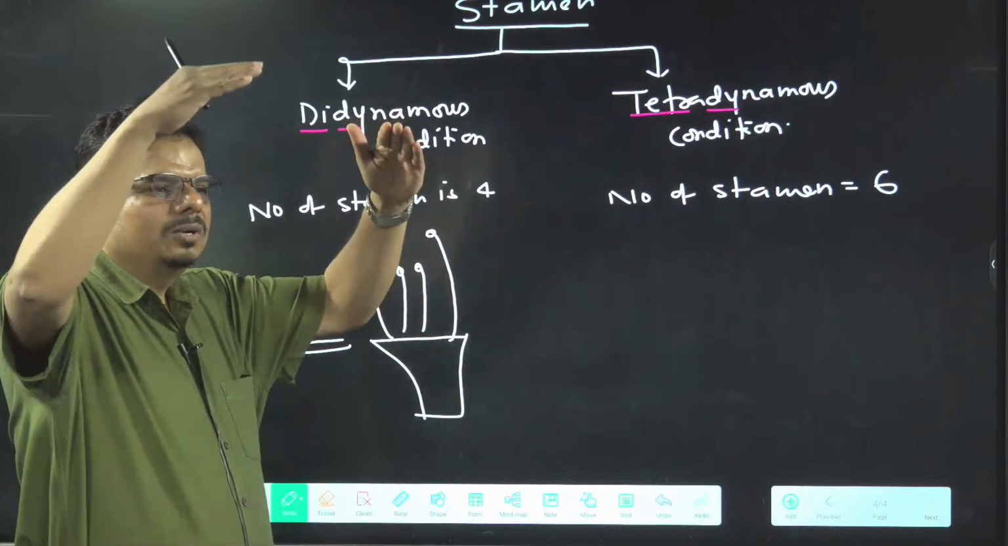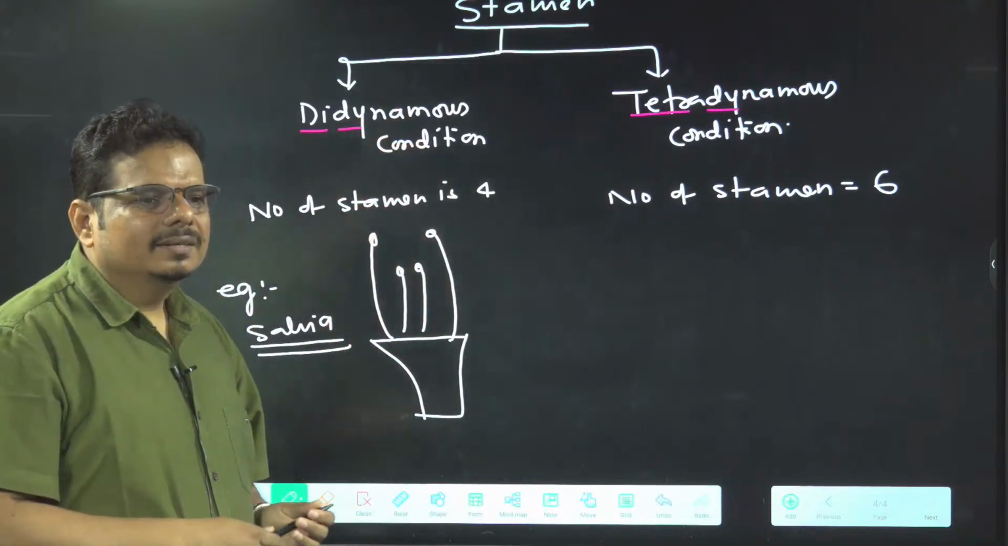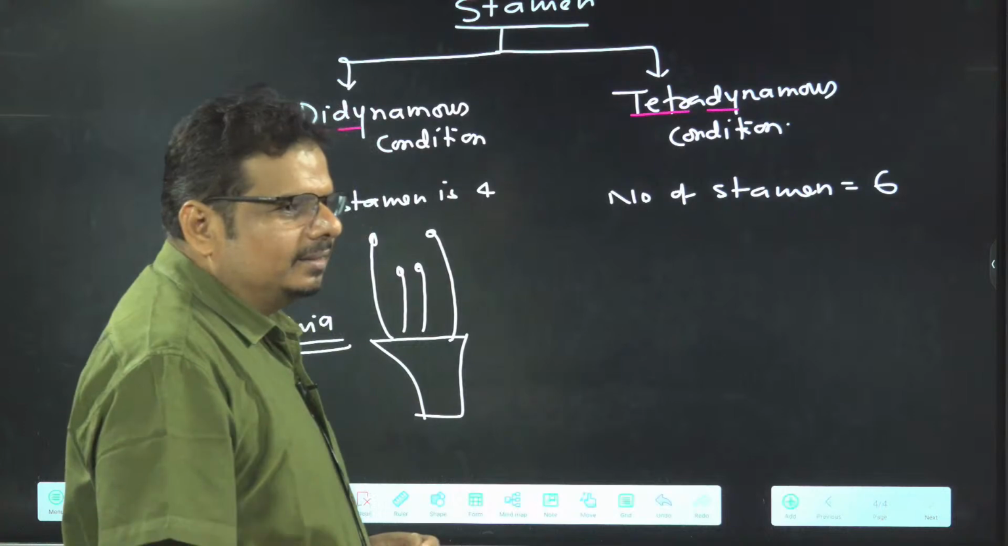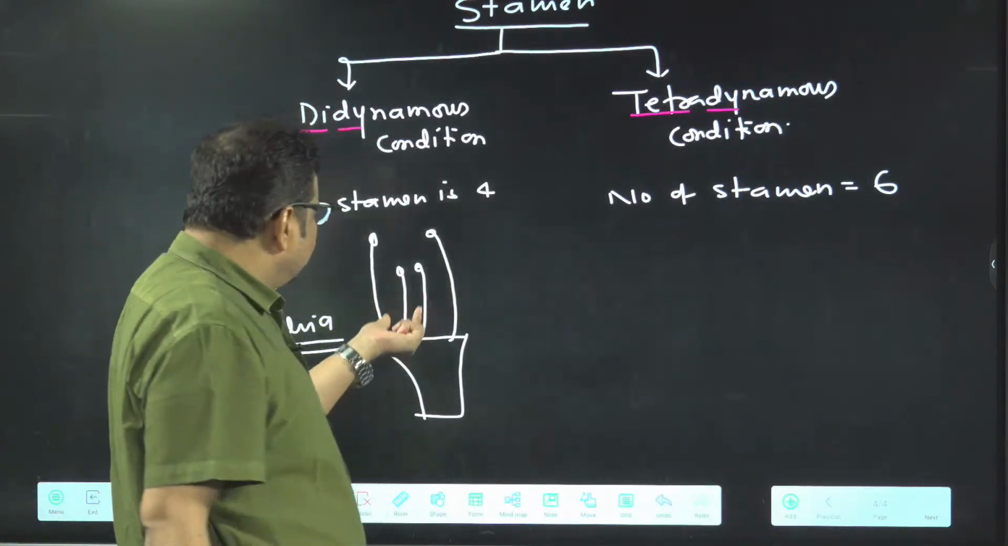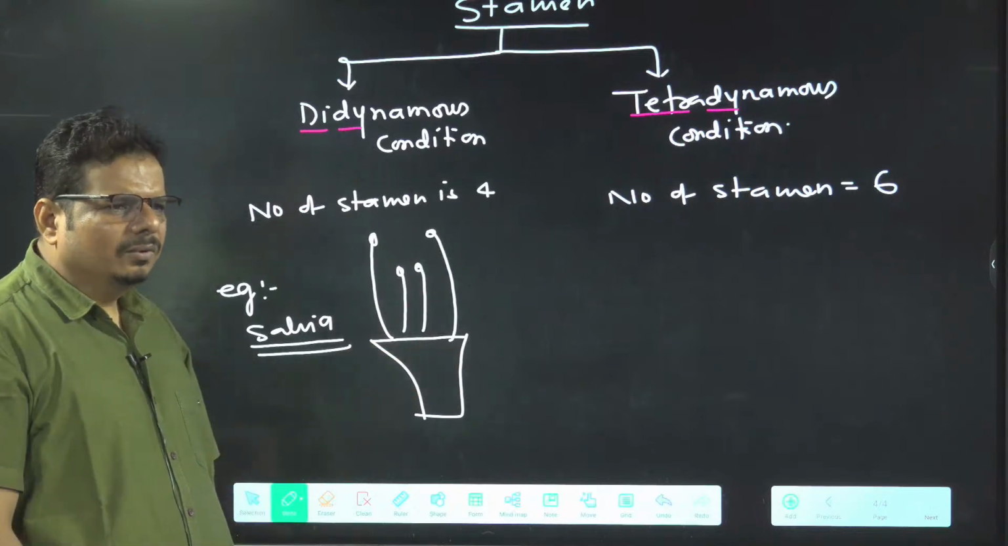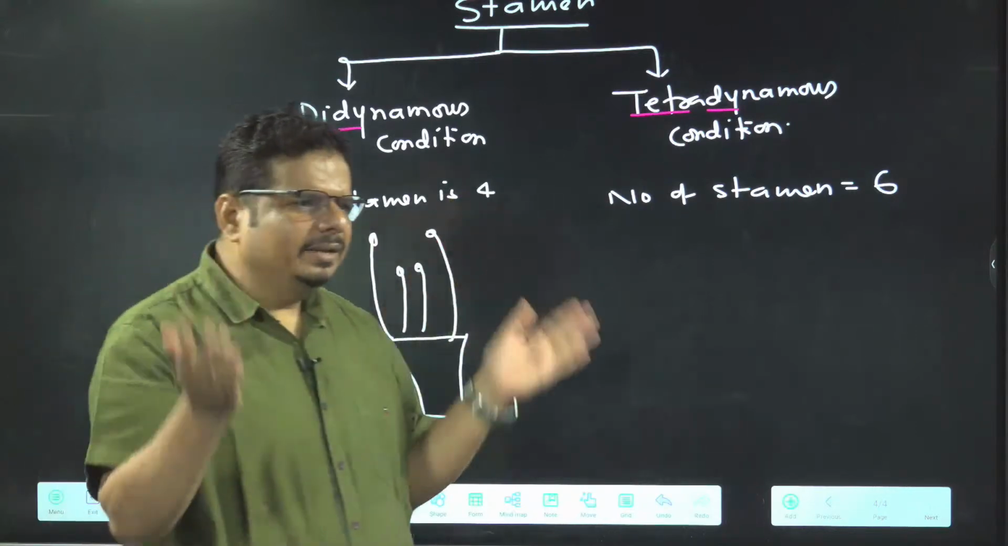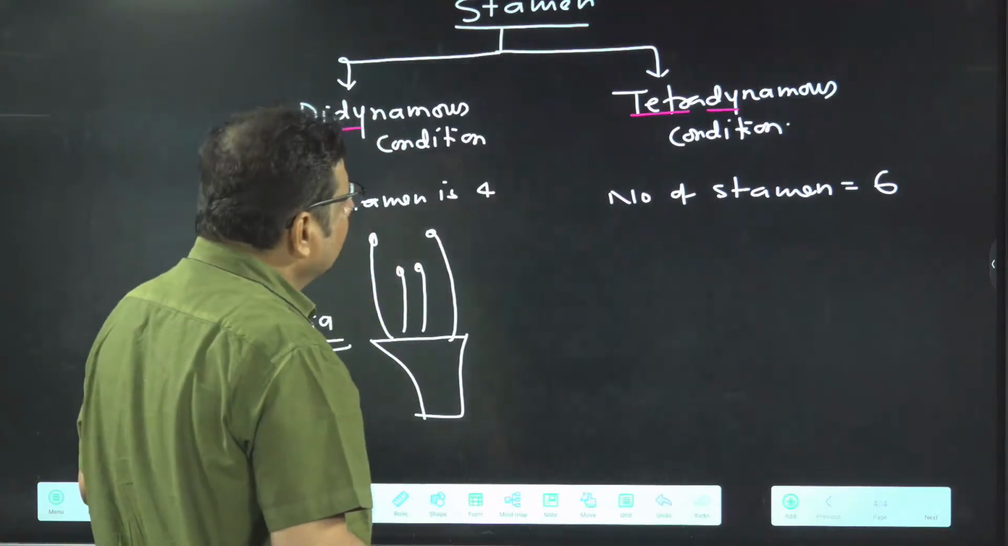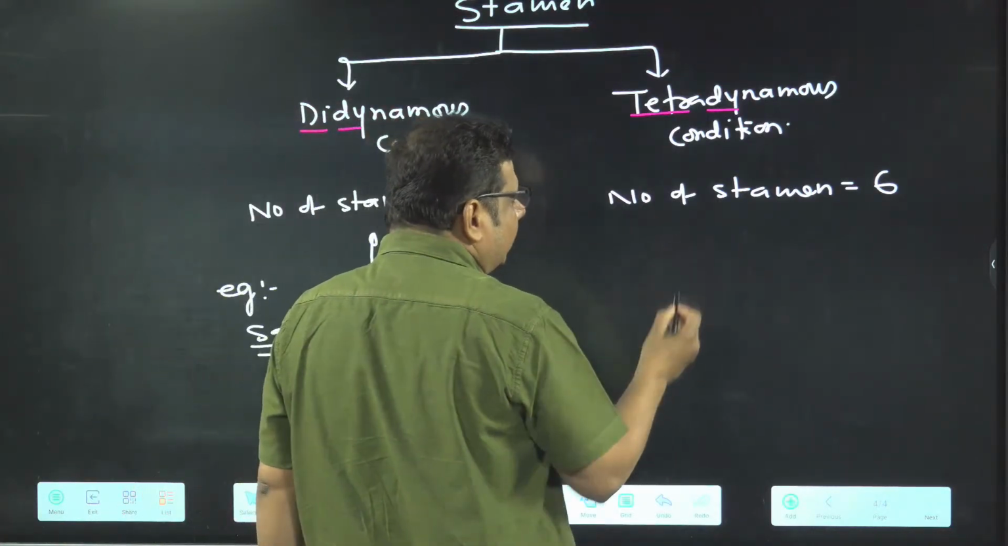2 outer long, 2 inner short. Right? If you draw this diagram, it is visual in the diagram, so no need to write it in a statement. The diagram is going to say a lot. Done. Now we are going to deal with Tetradynamous condition.